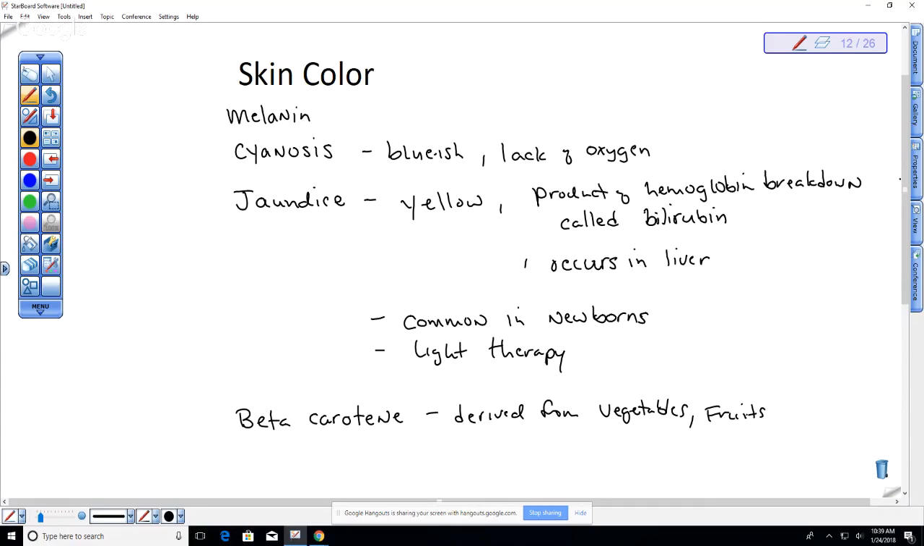So generally animals cannot produce beta carotene, but beta carotene is important because it is a form of vitamin A, which also is important in the ability to see. So rhodopsin is a derivative of beta carotene.